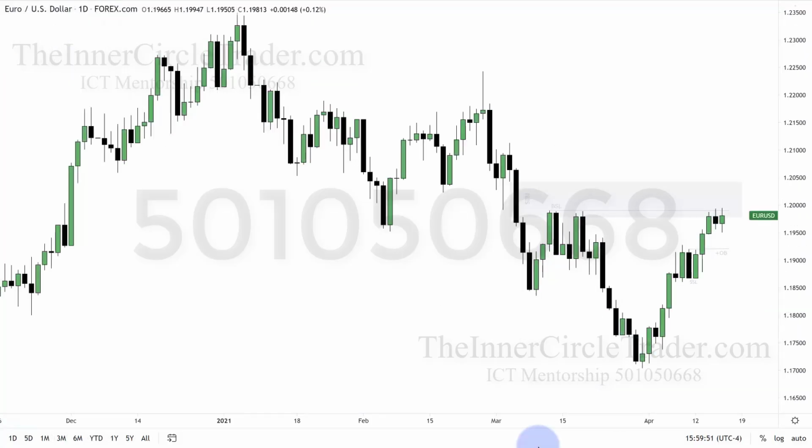All right, here's the euro dollar daily chart, and I said we would be drawing up into these relative equal highs. We did that on Thursday and on Friday. Not as much as I would like to see, but it still could potentially trade higher.